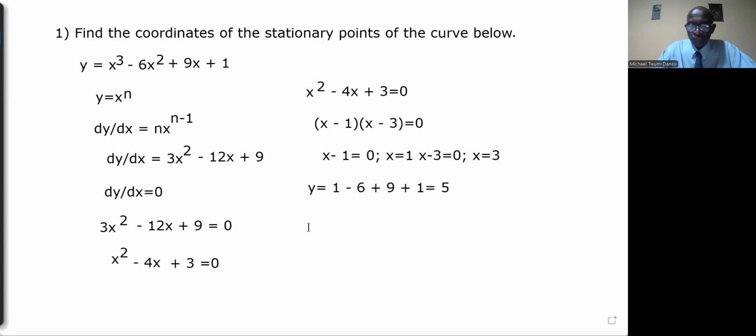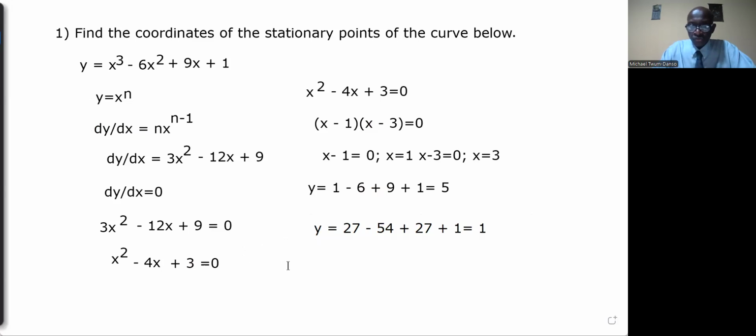Now let's find the y coordinate of the stationary point when x equals 3. So y will be equal to 3 cubed, which is 27, minus 6x squared. If x is 3, x squared is 3 squared, which is 9. 9 times 6 is 54. Plus 9 times 3 is 27 again. Plus 1. So when you add, 27 plus 27 is 54, 54 minus 54 is 0, 0 plus 1 is 1.